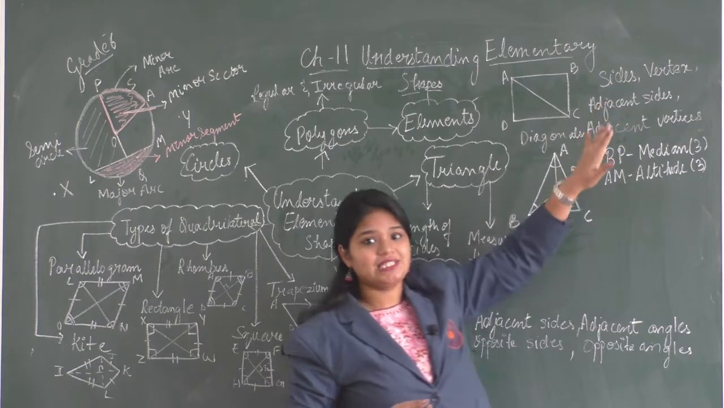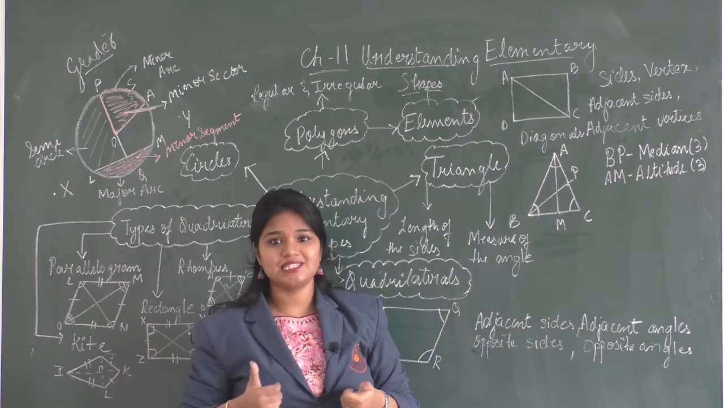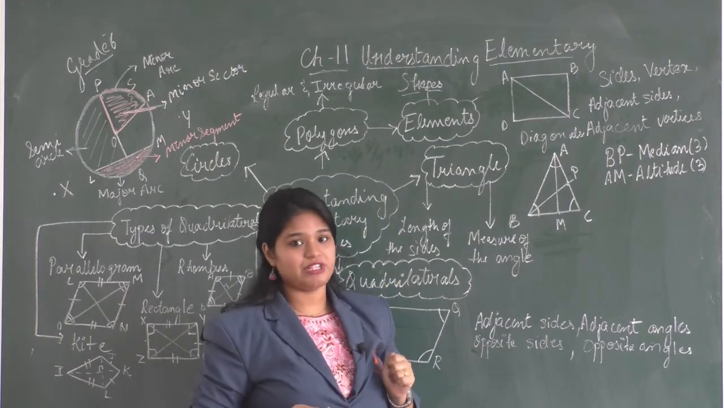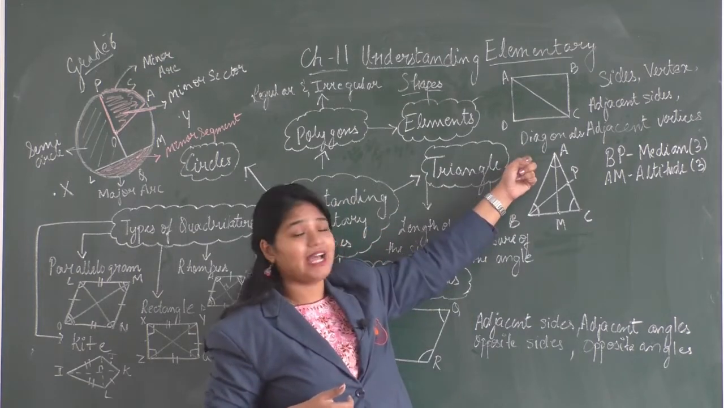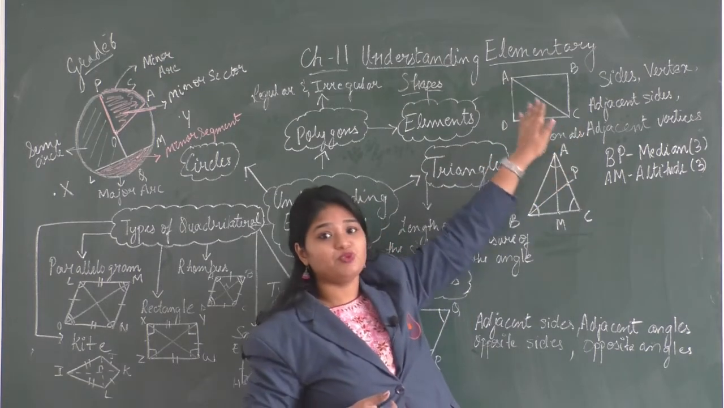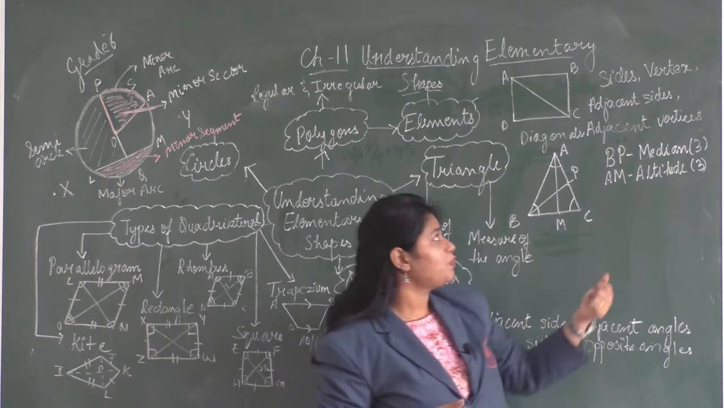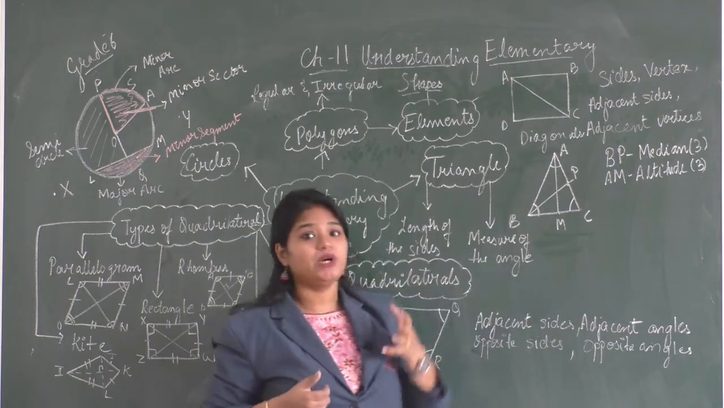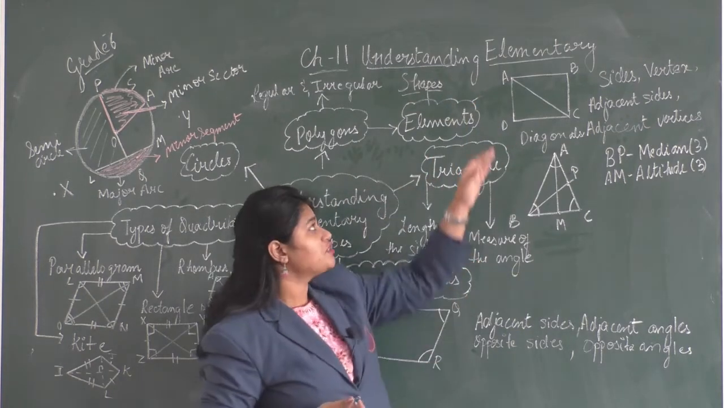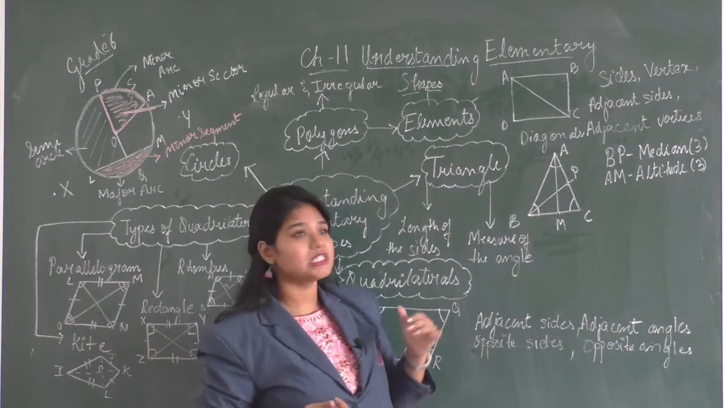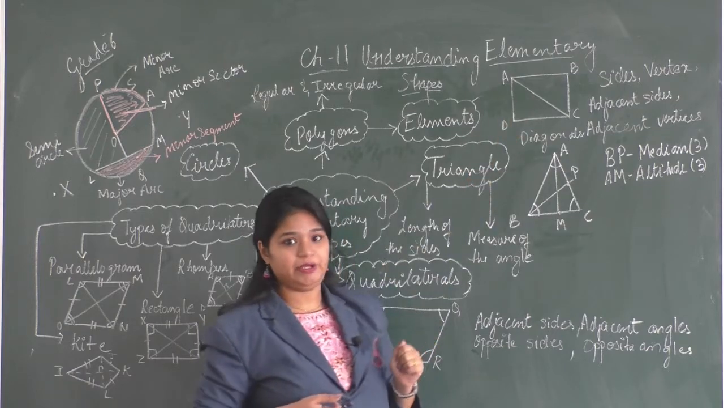What are adjacent sides? The two sides which have a common vertex are called adjacent sides. So here an example of adjacent sides is AB and BC. Next, what are diagonals? It is a line segment which joins the opposite vertices of a polygon. And last we have adjacent vertices. Vertices which have a common line segment are called adjacent vertices. So here an example of adjacent vertices is A and D, which have a common line segment AD.